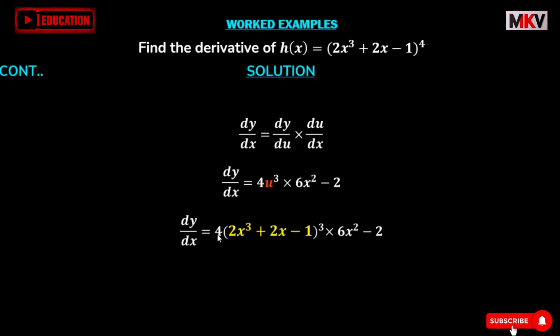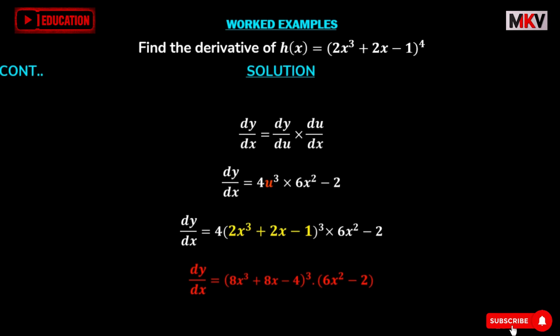So 4 will multiply through all the terms in the bracket. So now we have dy/dx to be 8x cubed plus 8x minus 4 all to the power 3, multiplying 6x squared minus 2. So this is the final answer. And we leave the multiplication as it is. We don't break it down to find the simplest form. We leave it as we see here. So this is how we use the chain rule to find the derivative of such functions.